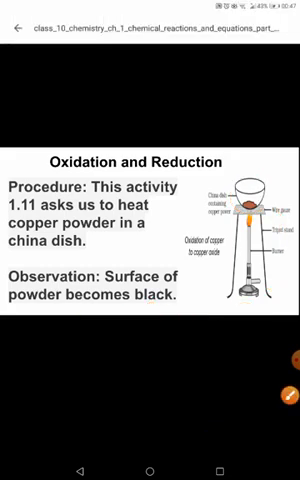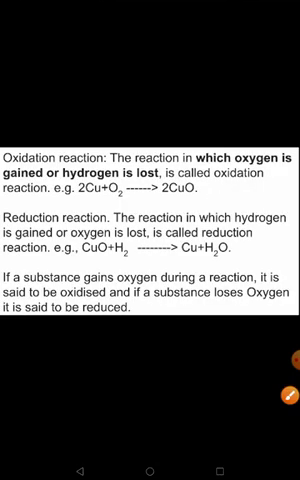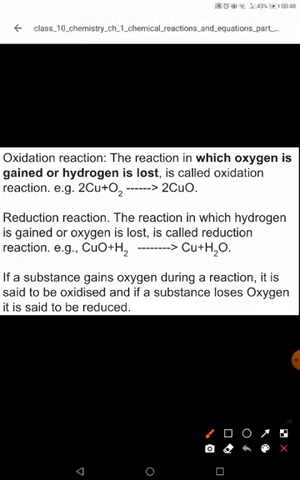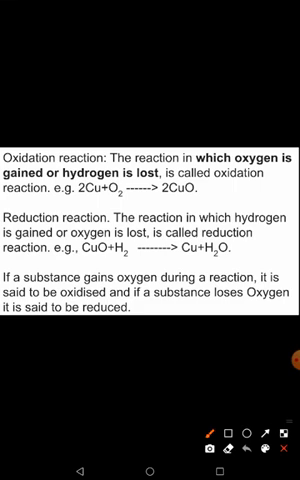So what is an oxidation reaction? The reaction in which oxygen is gained is said to be an oxidation reaction, or you can define oxidation as a reaction in which hydrogen is lost. Either there will be gaining of oxygen or there will be loss of hydrogen. Then you can call that reaction an oxidation reaction. So here copper is gaining oxygen to form your copper oxide. So there is gaining of oxygen. You call this an example of oxidation reaction.